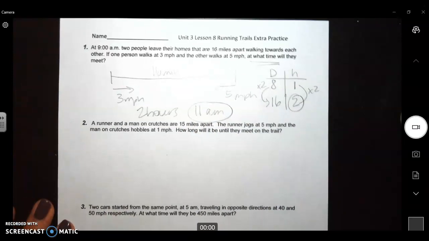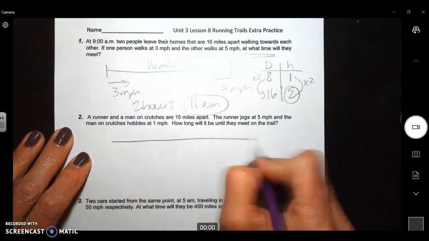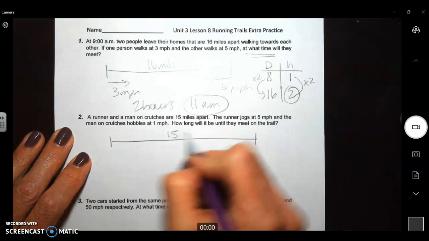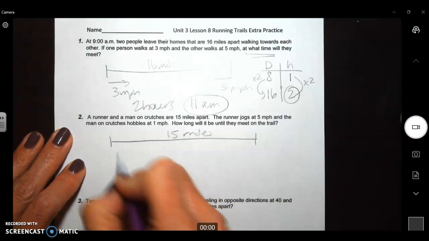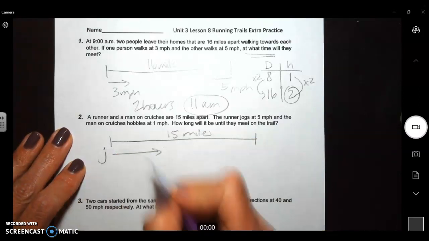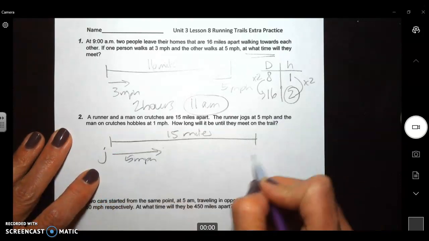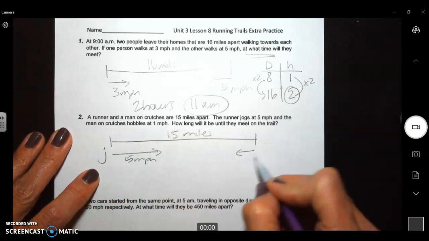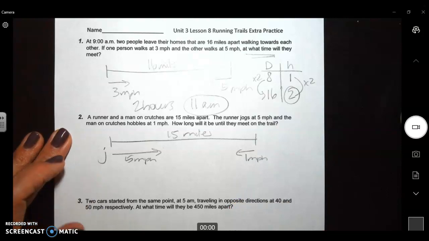Right, second problem, a runner and a man on crutches are 15 miles apart. I'm going to draw this picture for 15 miles apart. The runner jogs at 5 miles an hour and the man on crutches hobbles at 1 mile per hour. Here's our jogger, and they run at 5 miles per hour. And the man on crutches, he goes at 1 mile per hour. I want to know how long it will be until they meet on the trail.